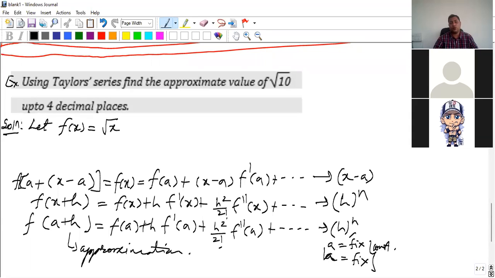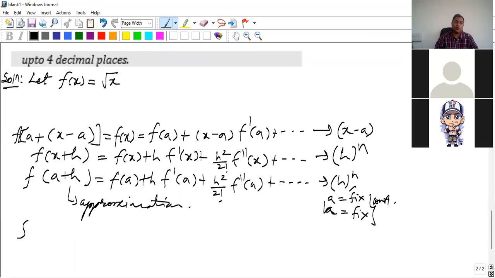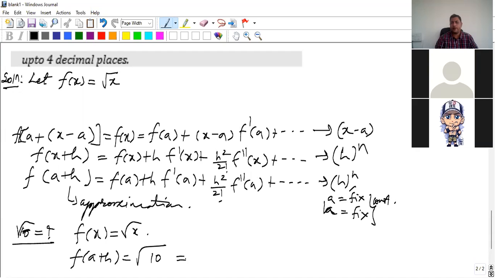Now, if I want to use this for approximation, I want to find f of root 10. I have to find out what is root 10. So root 10 is our target. I have assumed that f of x is equal to root x. So this we have to write as f of a plus h. So f of a plus h is root 10. That means there is a and there is h. So this is 9 plus 1.